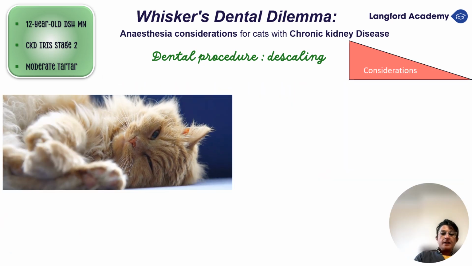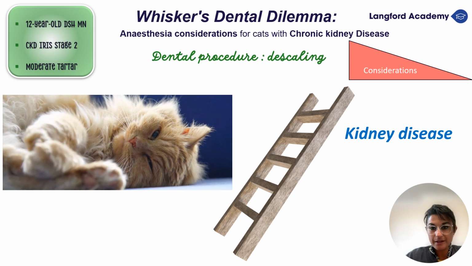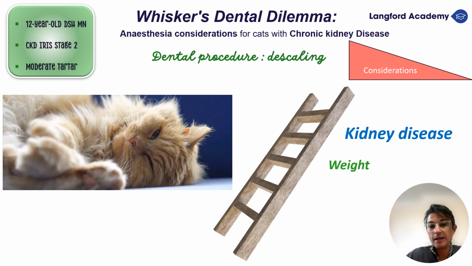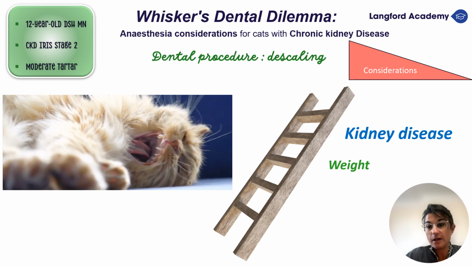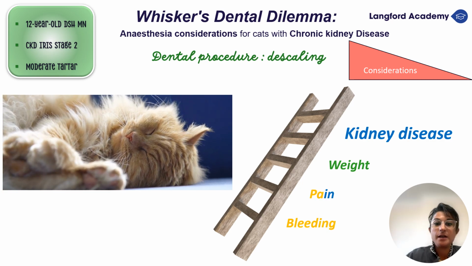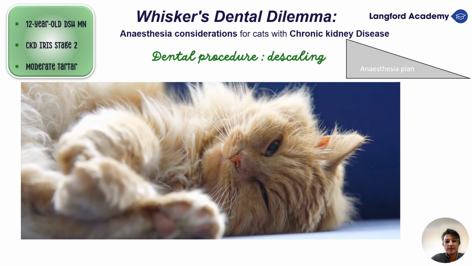So let's organize our considerations. The top one would be the fact that he's got kidney disease, then that his weight means that he's not a big patient, so he's at high risk of hypothermia, and then pain and bleeding, and all those because of different things.